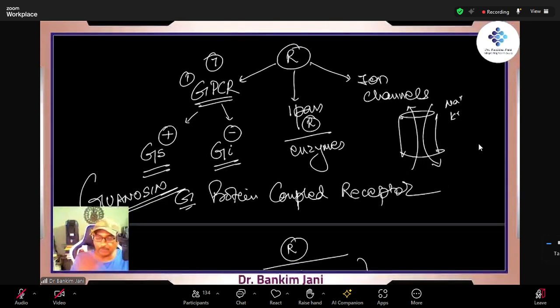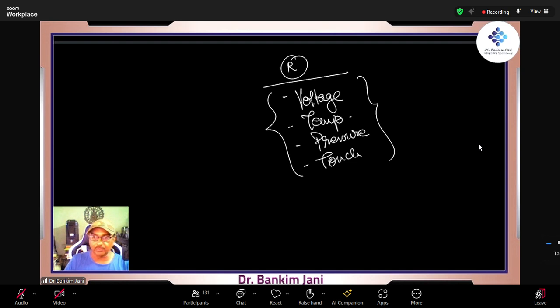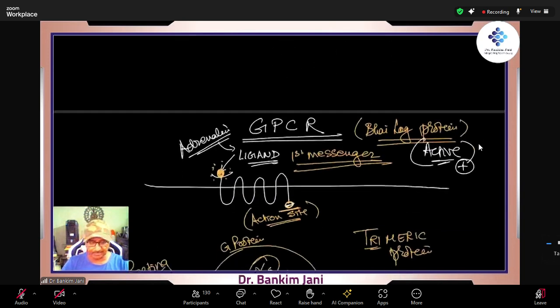We have got receptors for those whose size is bigger or which cannot cross. So we have got the GPCR, G protein coupled receptors. These are the 7-pass receptors. Then there are some enzymes which will be having 1-pass receptors, and then there are ion channels which will be allowing certain types of ions. Say, for example, the sodium potassium pump was one type of ion channel, right? It was a pump. G stands for guanosine. There would be other receptors which will be activated by voltage, temperature, pressure, touch, all these things. Right? So it's an amazing system.